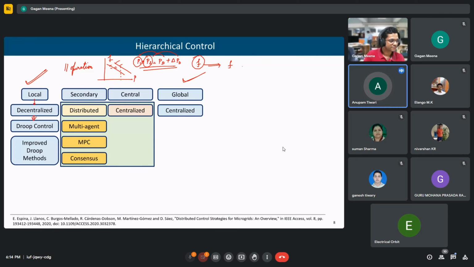But if it is a DC microgrid, then frequency control is not used. Yes, it is for AC grid. This is not for DC. In DC there is no frequency. Then we have to go for this V-P droop. True. Then voltage will depend upon power.